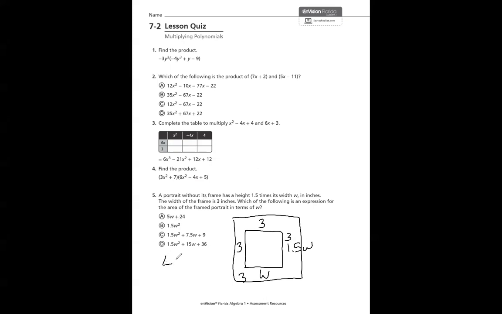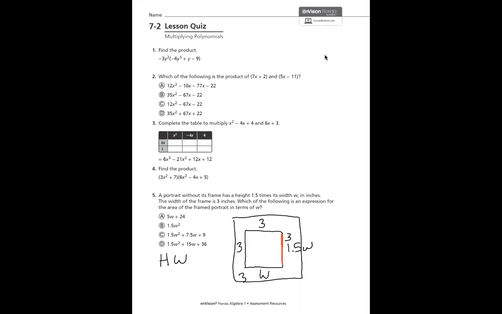So area means length times width. Or in this case, they said height and width. So instead of using length, I'm going to use the word height. Same idea. So first, let's figure out what the height is. Well, we know that it's 1.5 W, and that represents just the picture, so kind of just right here.